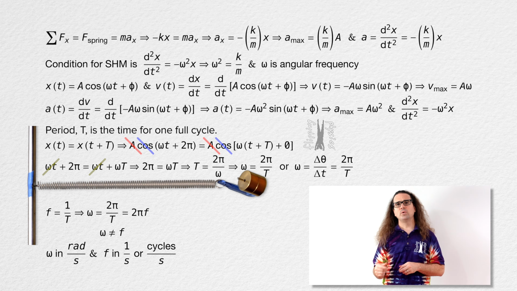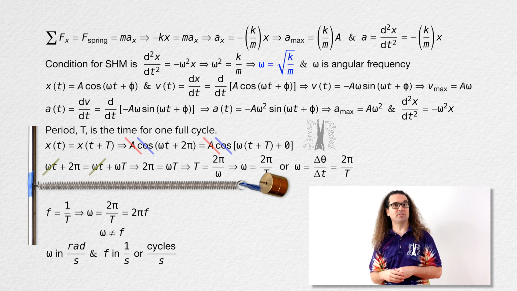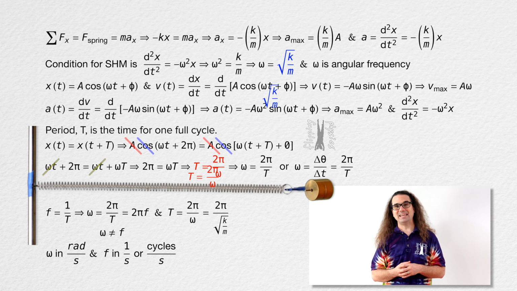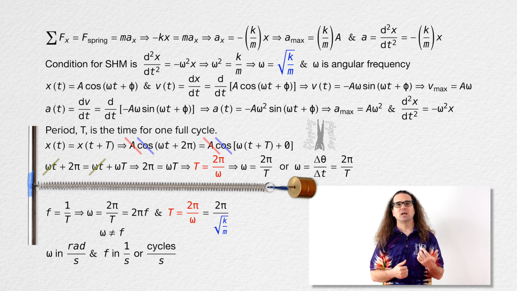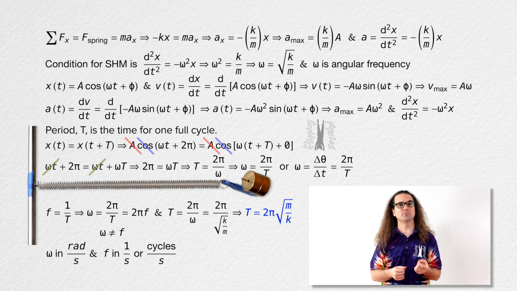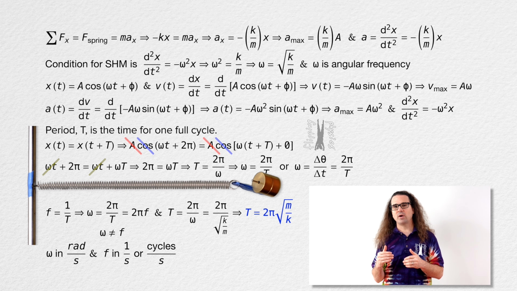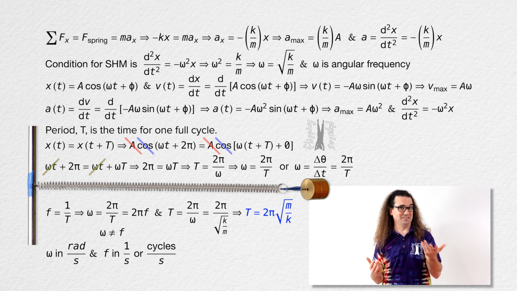If you recall, we derived that the angular frequency of a mass spring system equals the square root of the spring constant over mass. We can now substitute that into the equation we derived for the period of simple harmonic motion, and show that the period of a mass spring system equals 2 pi times the square root of mass over spring constant. We have used this equation many times before. Now we know how to derive it.